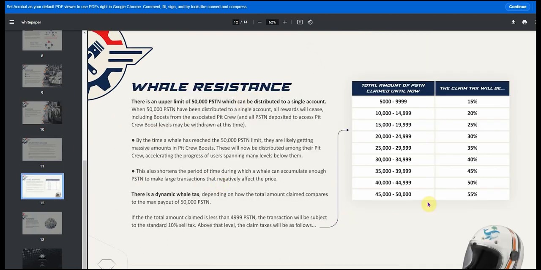Here's the whale tax. It's set up a little bit differently than on the Drip side, but a really similar structure. I won't go into this too much, but if 5,000 to about 10,000 coins is the amount of Piston that you've claimed until now, you pay a 15% tax, 20% tax. It goes up from there. For me, I'm ultimately not concerned about this yet. Once I get into whale status, I'll start to really dig into this, but I don't need to spend a tremendous amount of time on it.